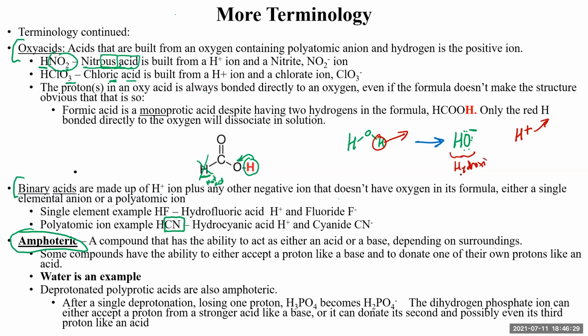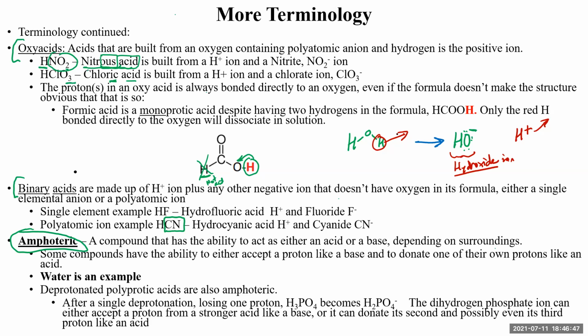And later on, we're going to have a special name for this. We're going to call hydroxide ion the conjugate base of water when it acts like an acid. And we're going to call hydronium ion, H3O plus, the conjugate acid of water when it acts as a base. Anyway, so that's what happens to water.